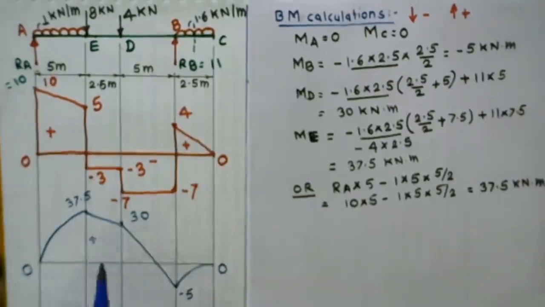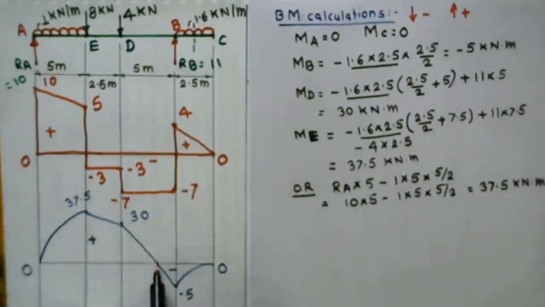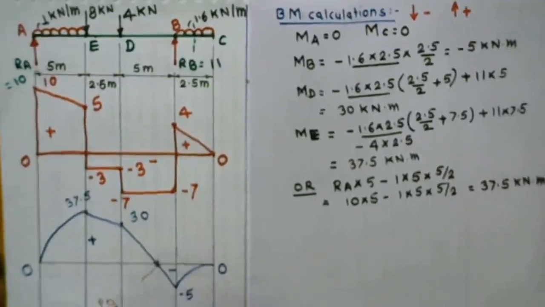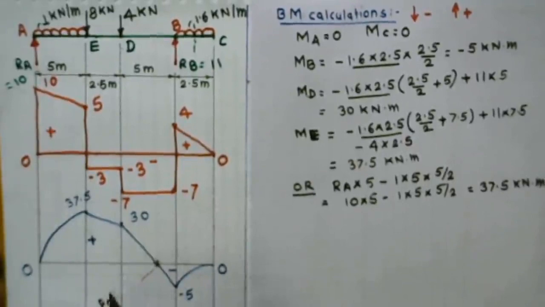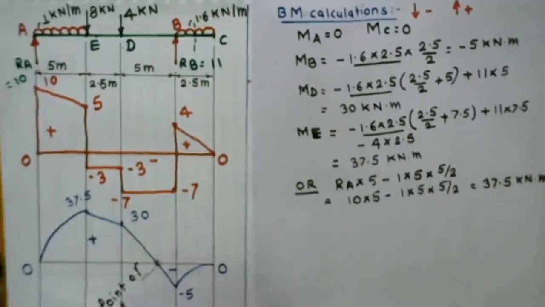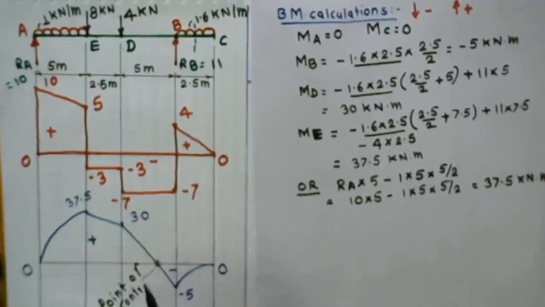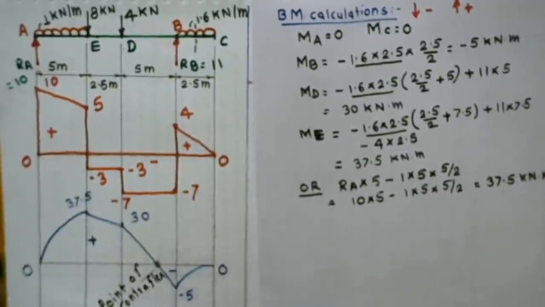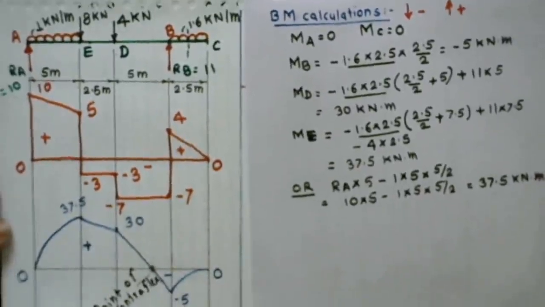So this diagram is positive, this diagram is negative. But here the diagram changes its sign at this point. So this point is known as the point of contraflexure. Point of contraflexure. And now we have to locate its distance.